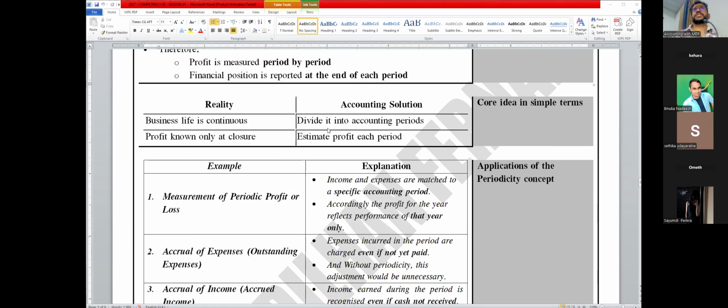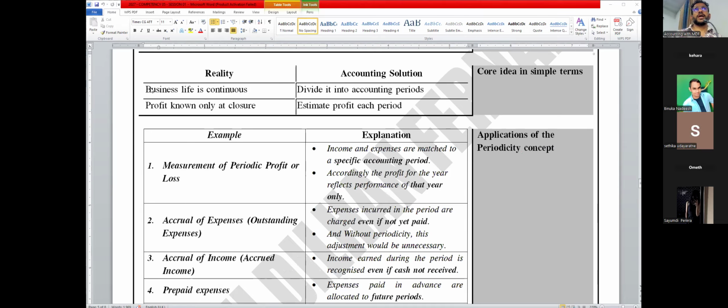Core idea in simple terms. If business life is continuous, the accounting solution is to divide it into accounting periods. Profit is known only at the closure, but you can estimate the profit each period. To know the profit, divide that foreseeable future into equal parts, recognize each as an accounting period, and measure the results for that particular period. Okay, good. Let's move to the examples.